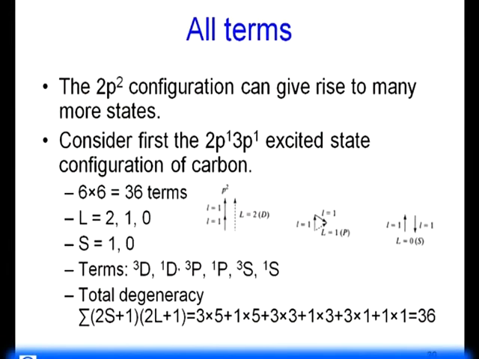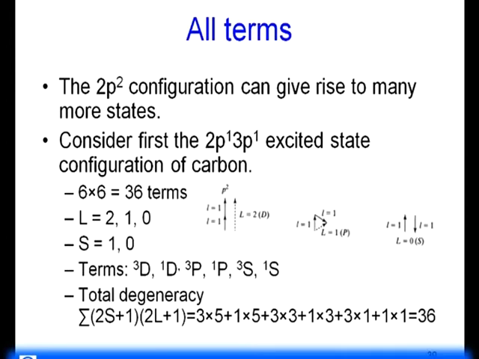Now, how do we decide which one of these is lower in energy? We look at Hund's second rule. It says if they have the same spin multiplicity, we will now look at the orbital multiplicity, and the one with the higher orbital multiplicity will be lower in energy. So that means 3D will be lower in energy as compared to 3P, and this will be lower in energy as compared to 3S. First we look at the spin multiplicity.